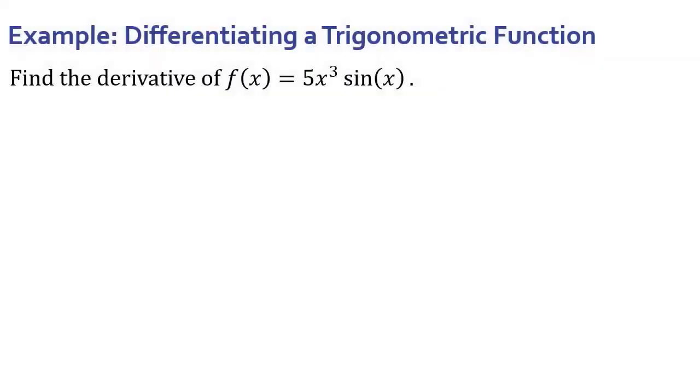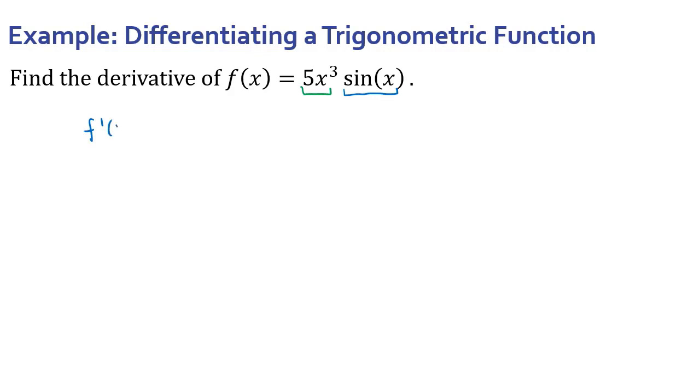Okay, so let's look at some examples where we're having to find a derivative of a function where we have a trig function in it. Find the derivative of f of x equals 5x cubed times the sine of x. So I'm going to treat this like two separate functions: the quantity 5x cubed times sine of x. In this case, to evaluate this, I would use the product rule.